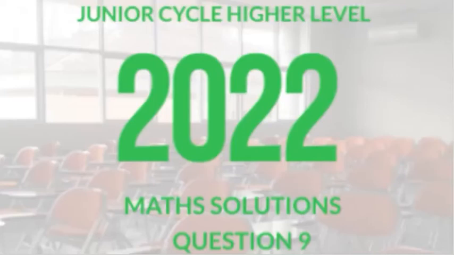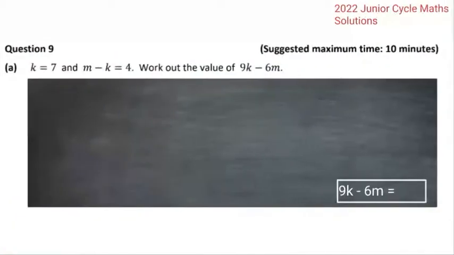We're doing question 9. k is equal to 7, m minus k is equal to 4. Work out the value of 9k minus 3m. So we know k, we do not know m, so let's work it out with simple algebra.